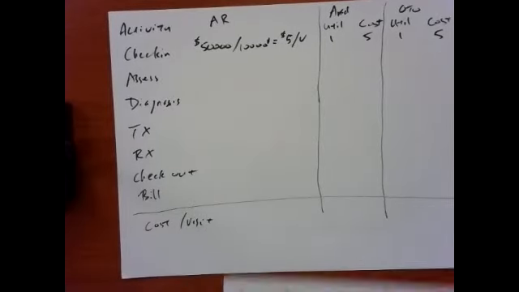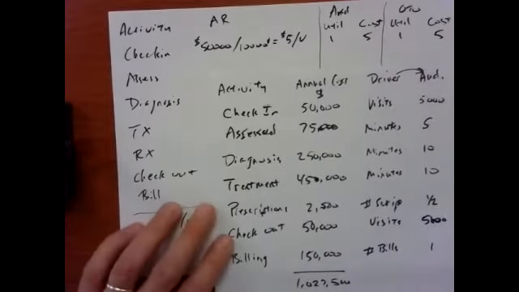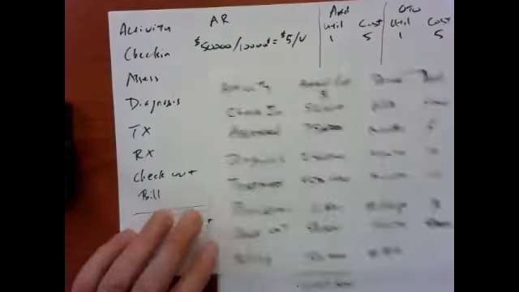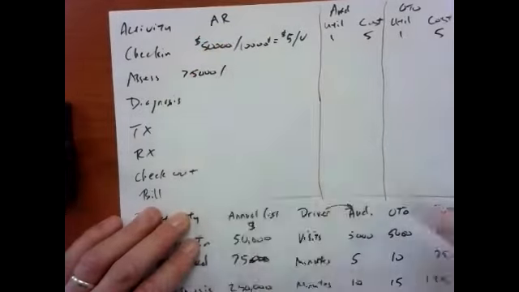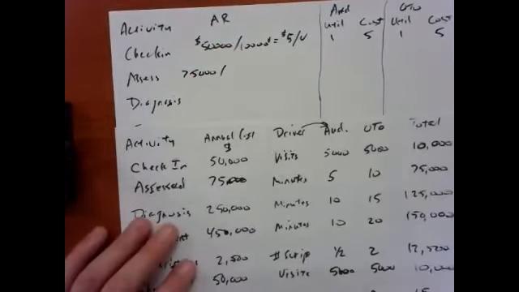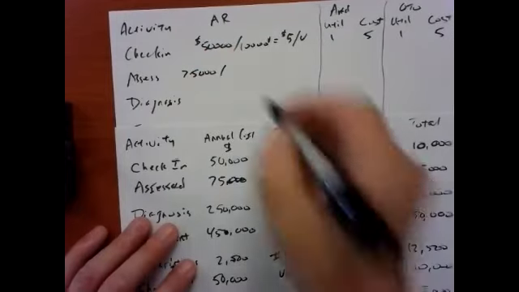Okay. So assessment, the cost pool is $75,000. The cost driver total was 75,000.